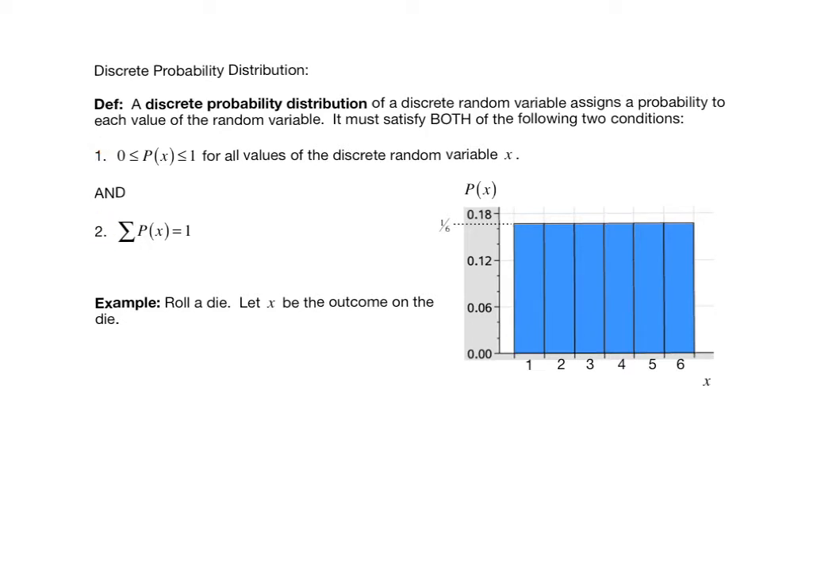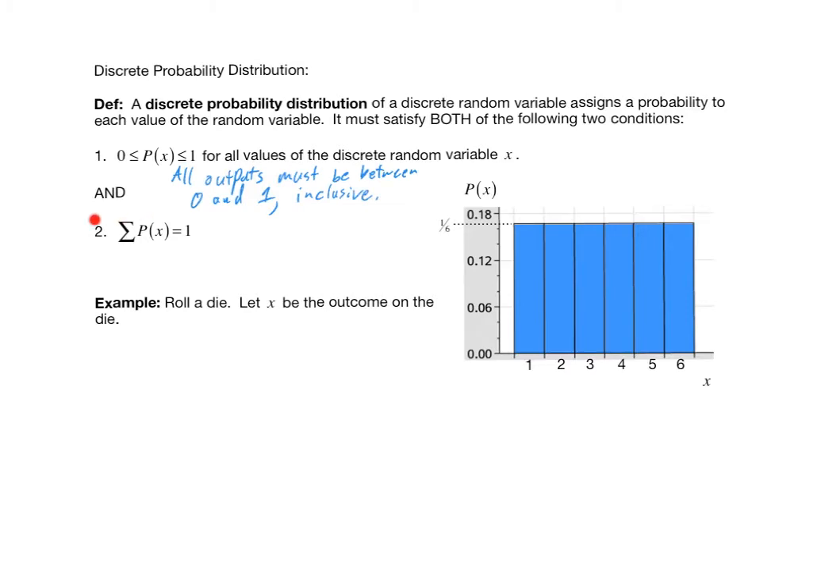What do they say? This is saying that P of x is between 0 and 1 for all values of the discrete random variable x. So all the probabilities, the outputs, all outputs must be between 0 and 1 inclusive. And the word inclusive here means that you're including 0 and 1. That's what that first condition is saying.